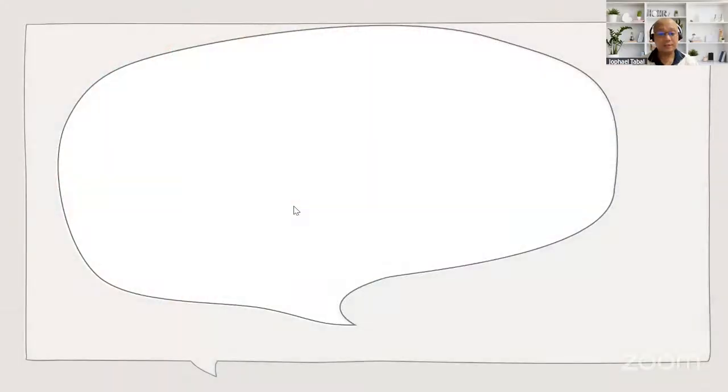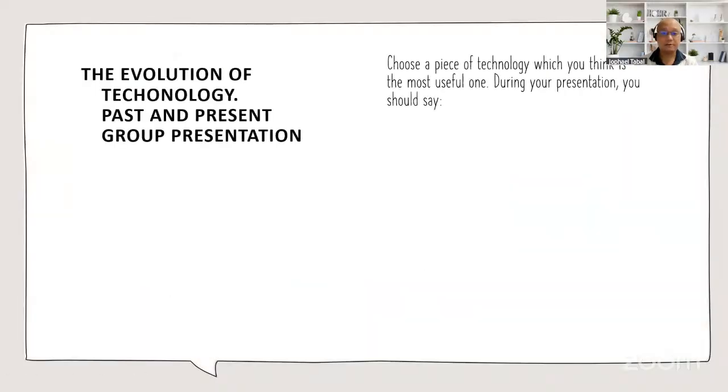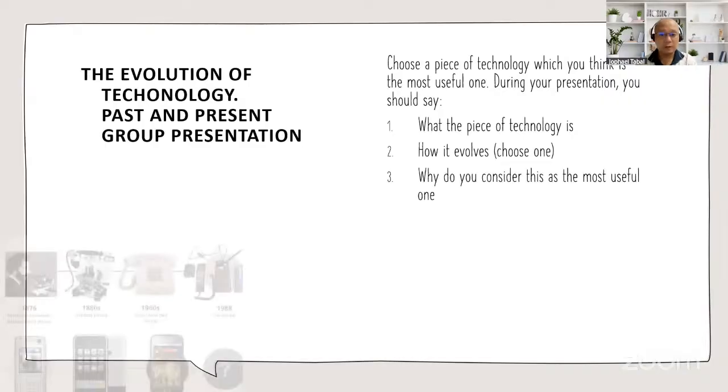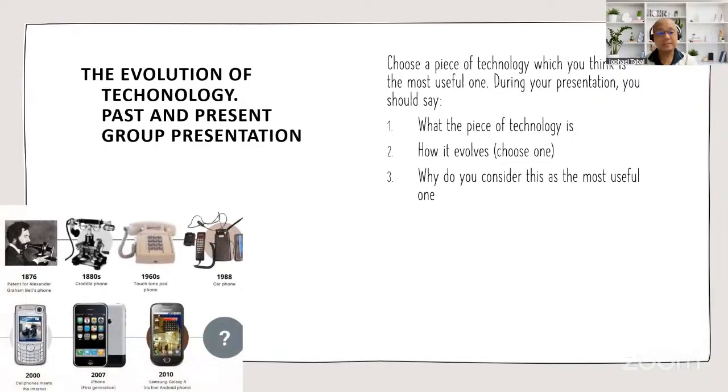So our first activity today is I want you to do it alone, not a group presentation, but yourself, all right? Now what you need to do here is I have different types of technology.